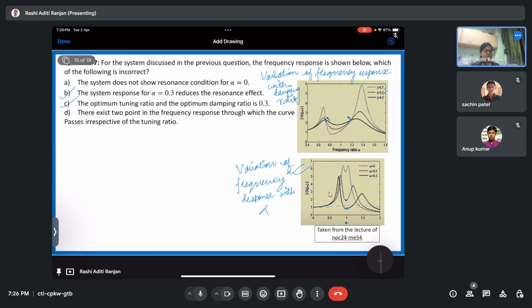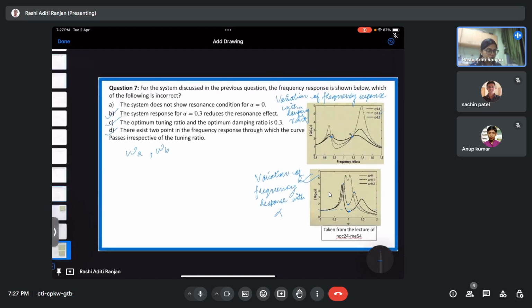Alright. And then option D says there exist 2 points in the frequency response through which the curve passes irrespective of the tuning ratio. Yes, this is also a correct option because we have two values, omega A and omega B, through which the curve passes, and this is common for all the curves that I have obtained for any value of damping ratio. I hope that this is clear.